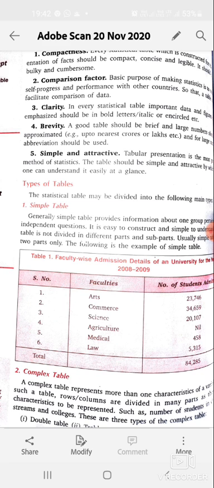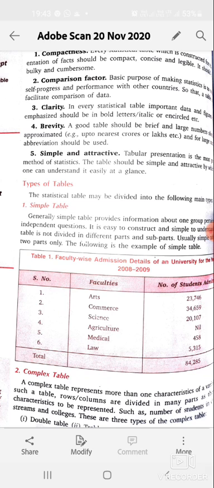Now we have 23,746 in arts. Commerce we have 34,659. Science 20,107 students. Agriculture 0, no students for agriculture. For the medical profession 458 students. Law having 5,350. Now this table shows the faculty-wise admission detail.